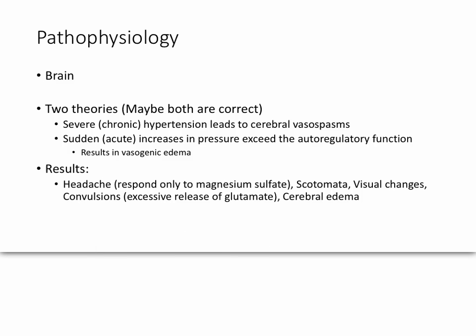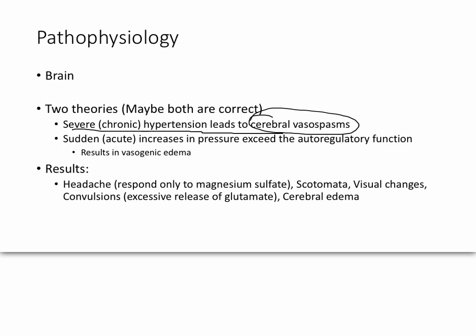So what's going on in the brain? There are two theories, and there's a possibility that both of these theories are correct, or that sometimes one theory is working in one person and the other theory is working in a different person depending on their physiology. The first theory is that severe hypertension leads to cerebral vasospasms. This doesn't explain why you don't see seizures and convulsions in a person that's just normally hypertensive.